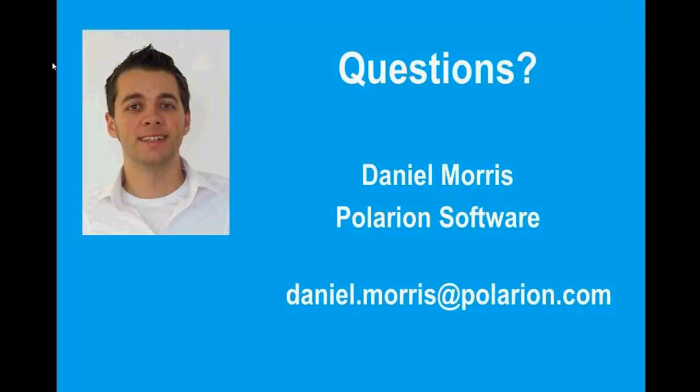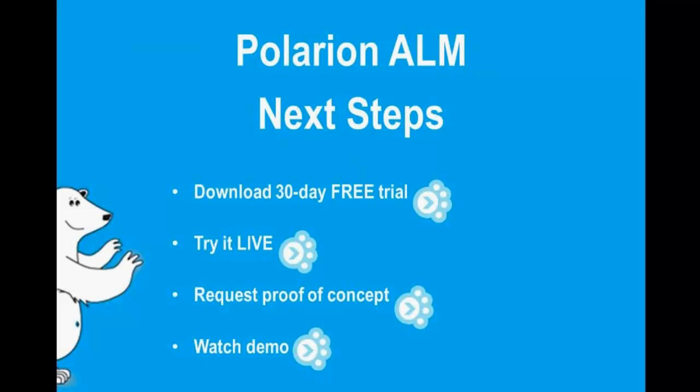Next steps with Polarion: you can download a 30-day free trial, so you can try it by yourself. Of course, you can check our extension templates, download some templates and maybe some reports, and try them. You can also try it live if you don't want to install anything. You can access it via our live servers, where you just create a login and try everything. You can also request a proof of concept, so we help you and show you whether everything you want to implement in Polarion is possible, or what's not possible. Or, of course, watch other demos.